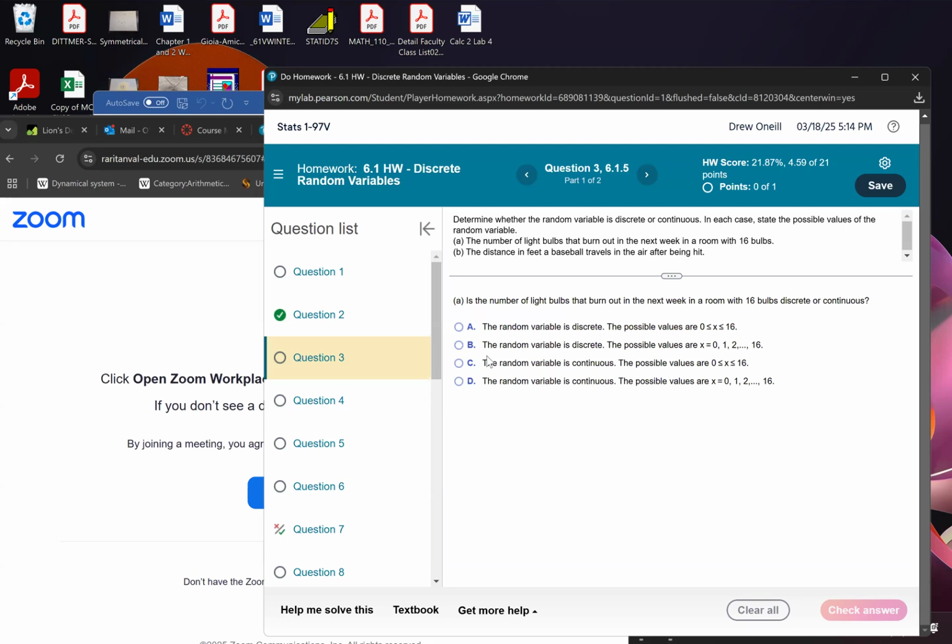So the number of light bulbs that burn out on the street is discrete, okay? So, what's it doing? Okay. The distance in feet a baseball travels in the air, that's a little more complex.